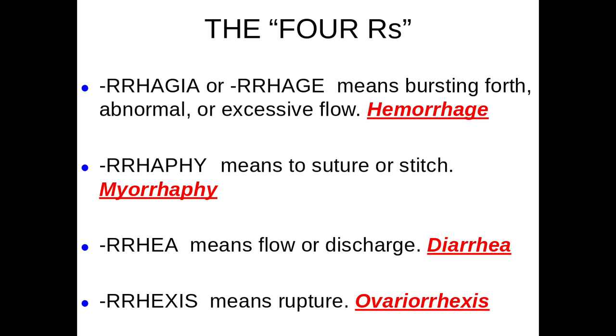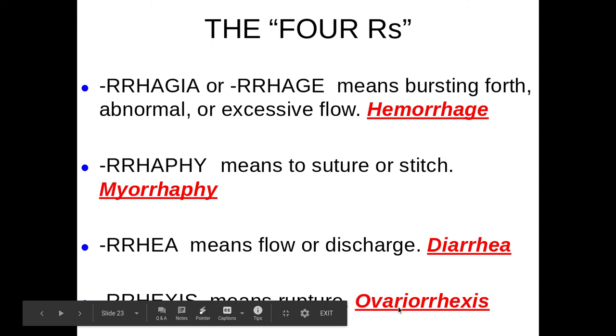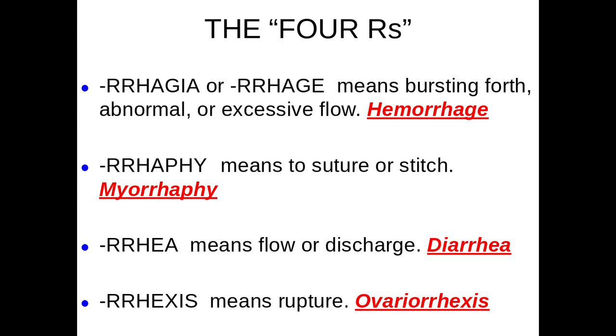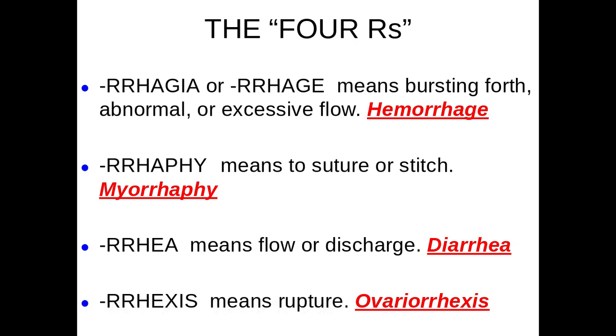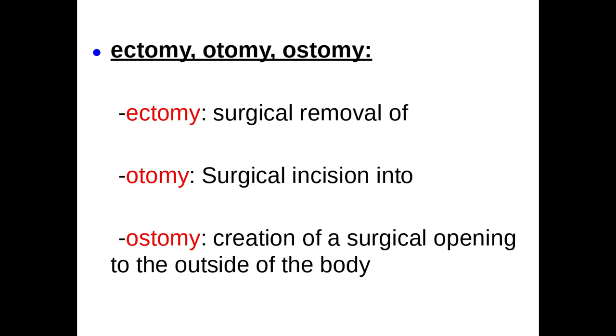And then you also have rrhexis, which means rupture. So this word pertains to the body part, relatively simple. So ovary. If somebody has ovariorrhexis, that means that they have a ruptured ovary. So again, it's important to understand the little parts, and then you can figure out what the word means. You also have ectomy. That is just a surgical removal of. You have otomy, which is surgical incision into. And then you have ostomy, which is a surgical opening outside of the body.